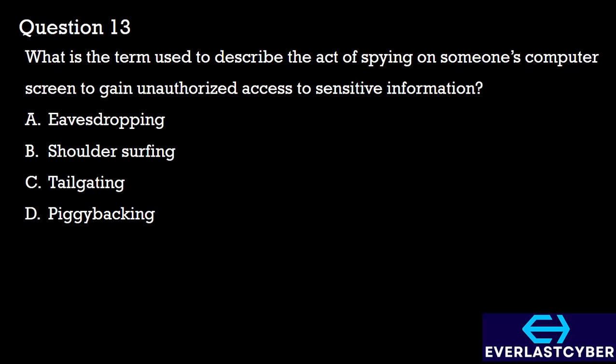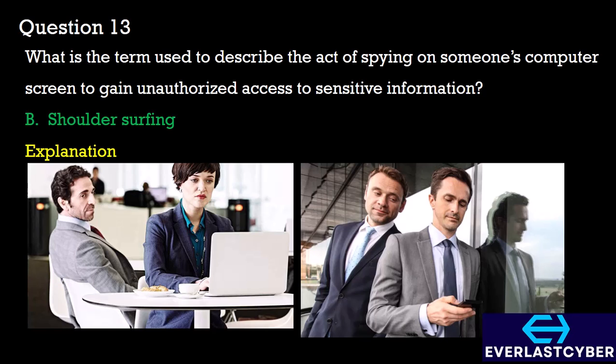So with respect to question 13, the correct answer is option B, shoulder surfing. This is observing someone's computer screen or keyboard in order to obtain sensitive information like their passwords, PIN code, or other personal data.